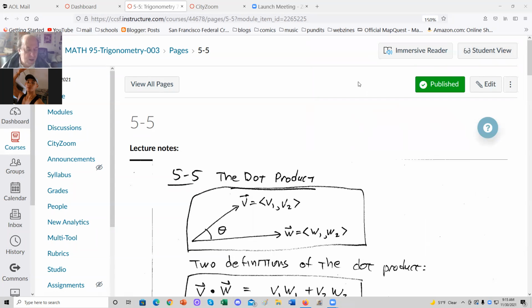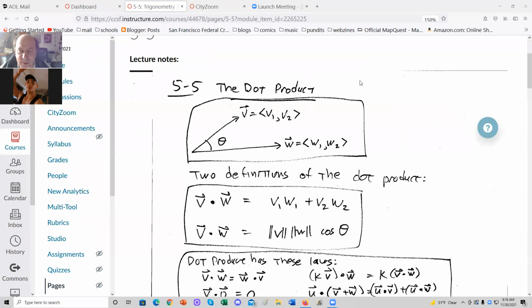All right, for today, we do the dot product. This is something at the intersection of vector analysis, vector algebra, and geometry. It's a way to multiply vectors, but it's a kind of funny kind of way of multiplication because it takes two vectors and gives back a number. So the product is of a different kind of thing than the things being multiplied.